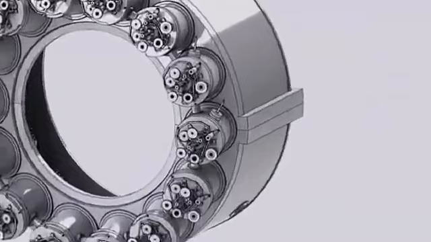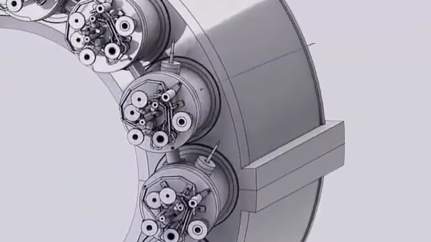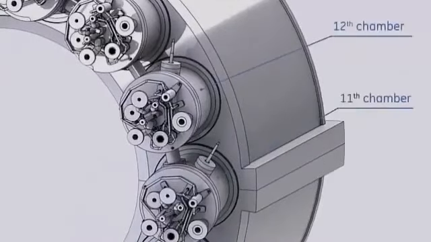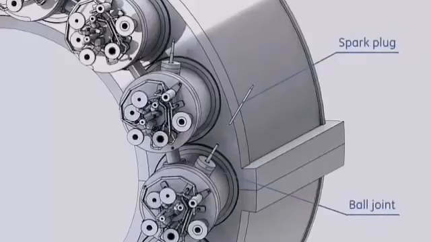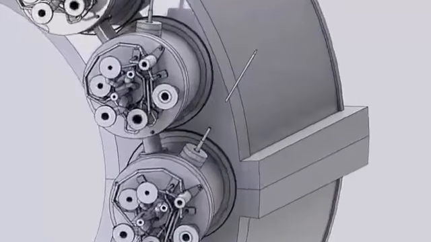Combustion is initiated by means of 2 spark plugs mounted on the 11th and 12th combustion chambers. The spark plug is mounted on the spark plug ball joint. This joint allows adjustment of the spark plug relative to the liner.